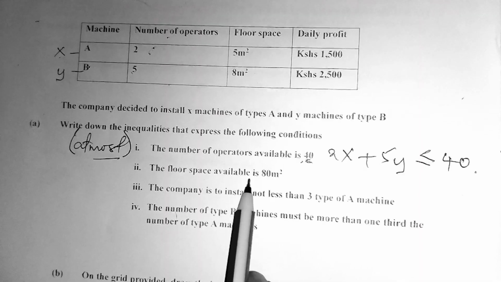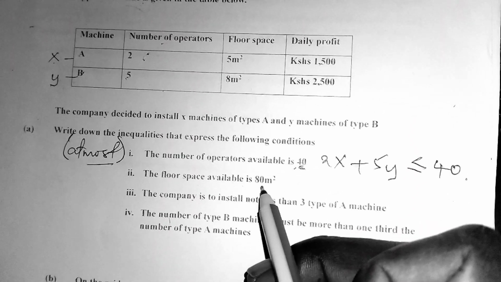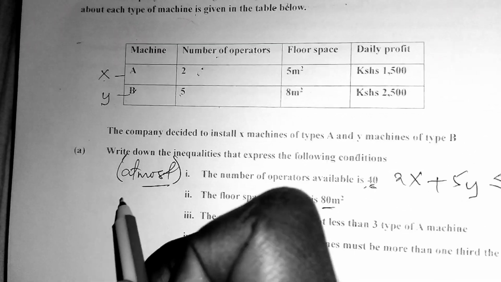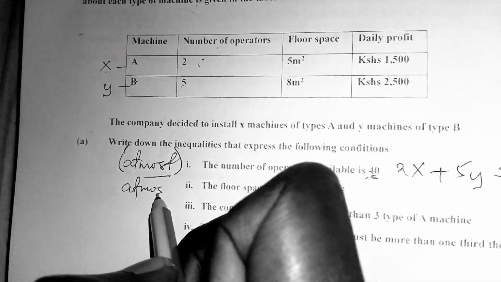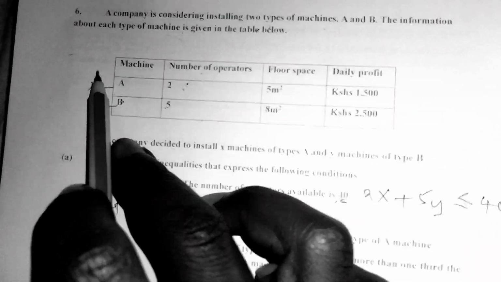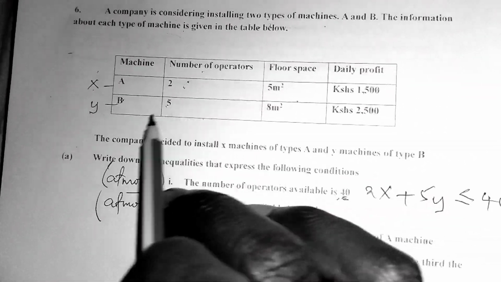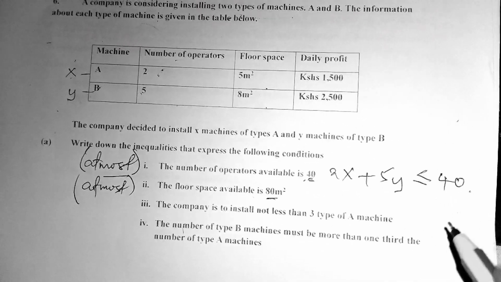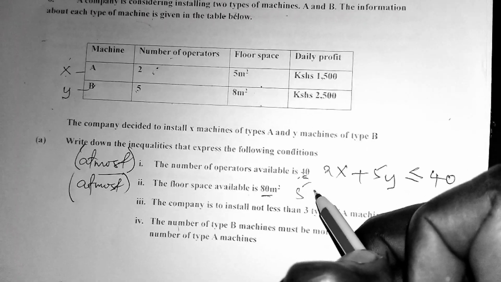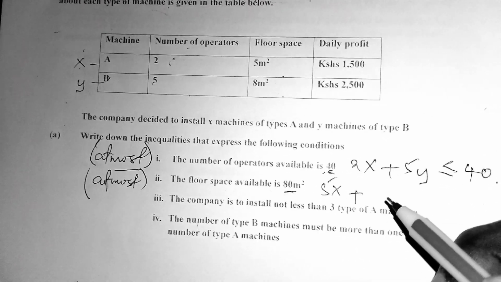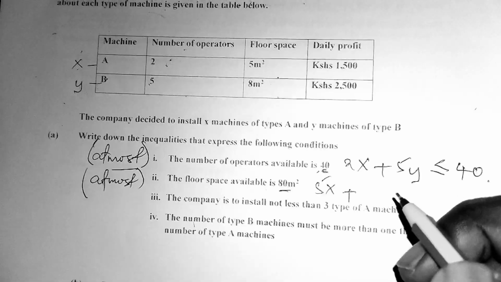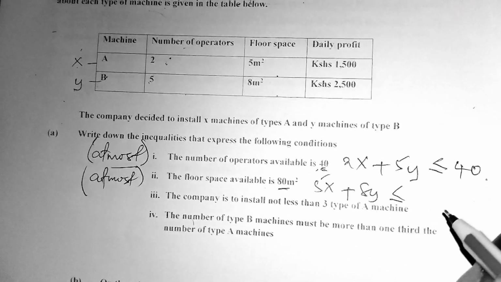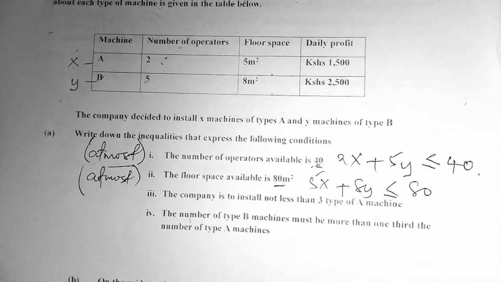Then the floor space available is 80. So again, the maximum that you can have is 80, so again here we have at most. If x requires 5 meters squared, then y requires 8. So the total floor space will be 5x plus 8y, which will be less than or equal to 80.